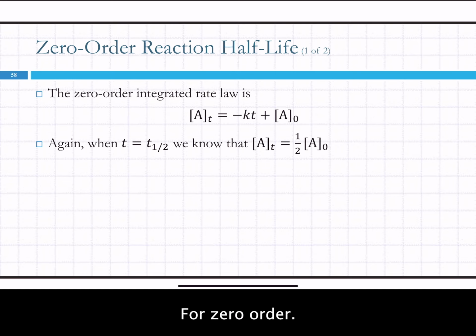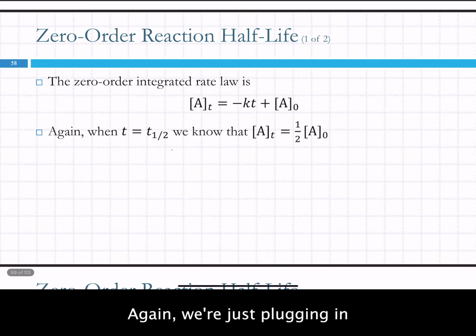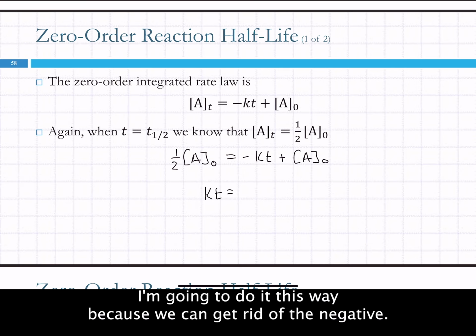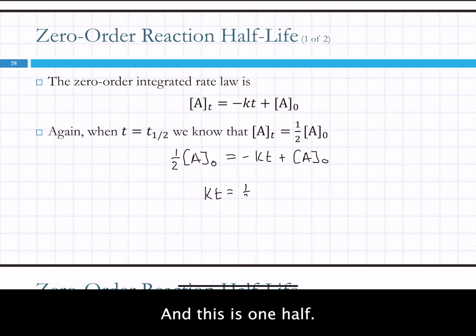For zero order, again, we're just plugging in 1/2 A0 for AT. I'm going to do it this way because we can get rid of the negative. So KT now on that side, and this is 1/2 A0. So T 1/2 equals A0 over 2K.